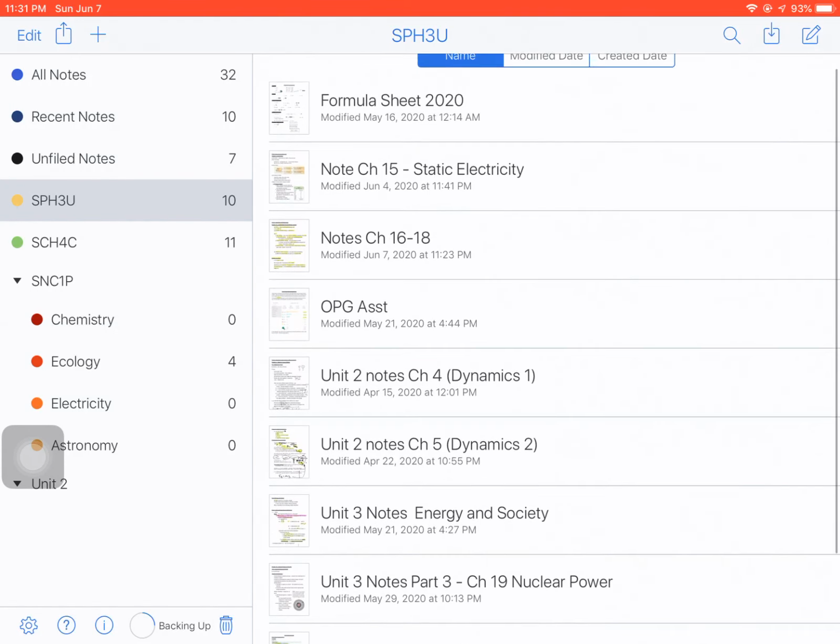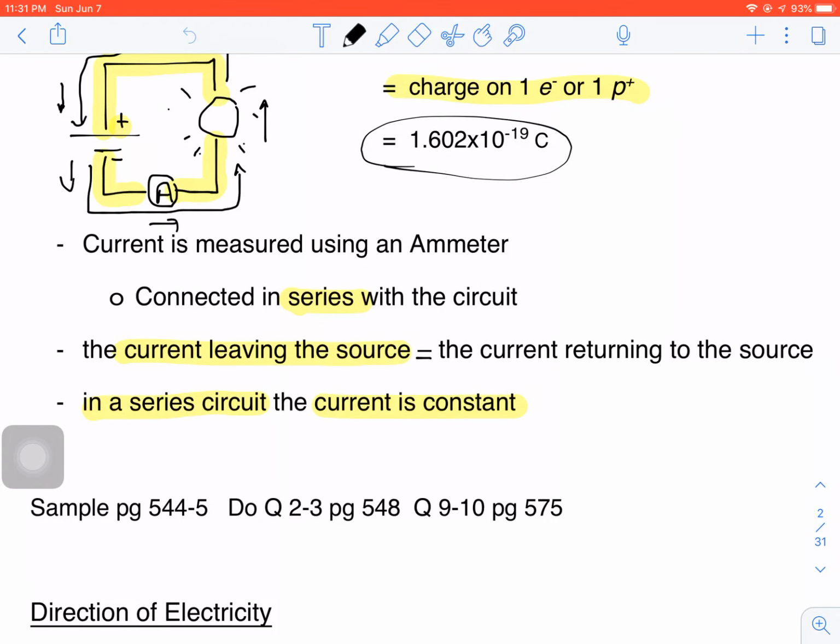Okay, so where are my notes for chapter 16? They're there. Okay, so those are the 3 samples on page 544 and 545. I'm going to leave you with the 2 questions on 548 and 2 more on 575. Now, I'm not done yet.